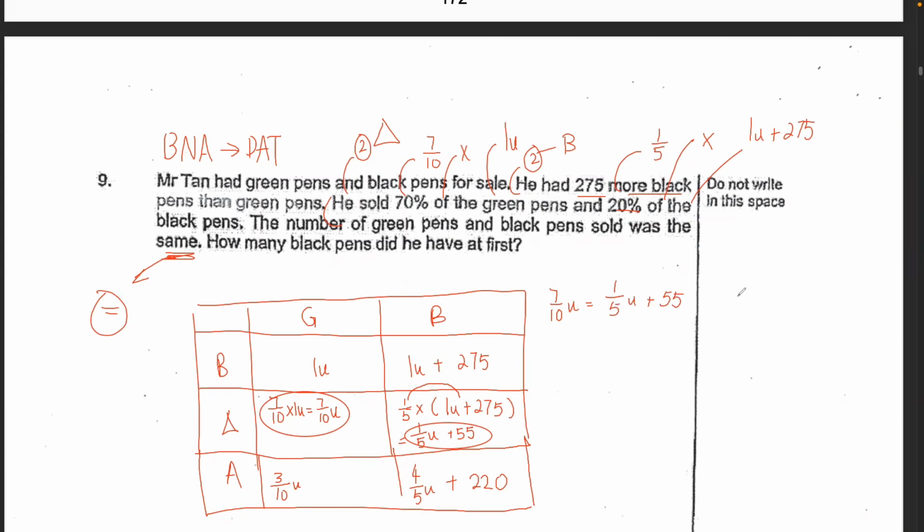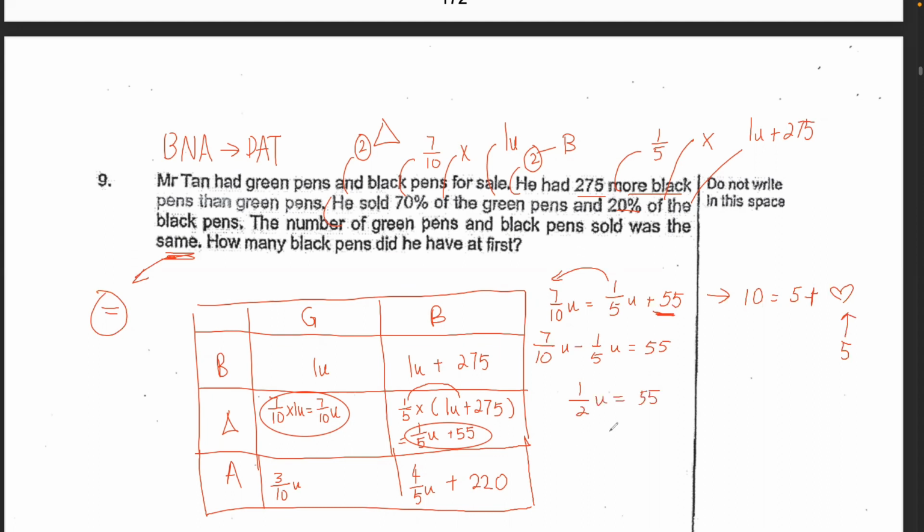Now, isn't this obvious to you? Let's say I were to show you an example. If I say 10 equals 5 plus heart shape, you know that this heart shape has to be 5. Agree so far? How do I know that? Because I just have to do 10 minus 5. Same thing over here. What is this 55? You simply move this over. So 7 over 10 units minus 1 over 5 units equals 55. Am I making sense here? So we do 7 over 10 minus 1 over 5. We get half a unit equals 55.